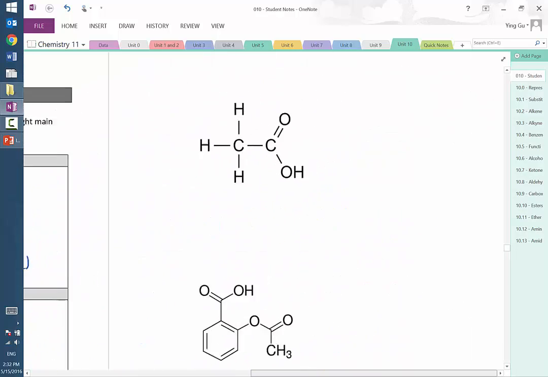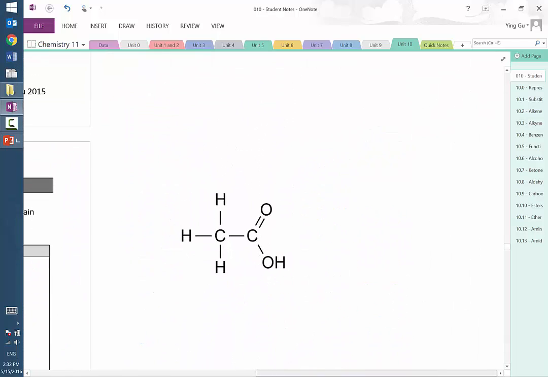Here is a structure for household white vinegar. What functional groups do you see in this particular structure? Well, you might say that, oh, I see a ketone, a C double bond O, but that would be incorrect. That particular C double bond O is right next to this OH group here, and altogether, this is what we refer to as the carboxylic acid functional group.